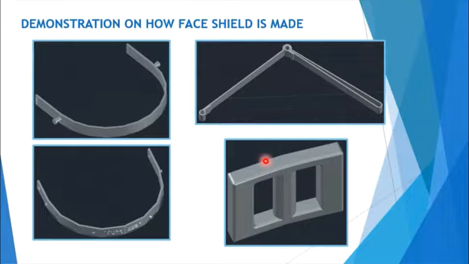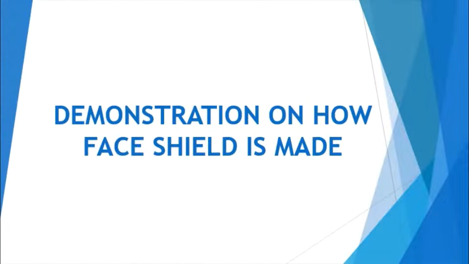I will show a demonstration on how I draw my completed face shield, which consists of 4 parts: the main face shield holder, the holder for the face shield, the strap, as well as the tightener for the overall face shield. Now I will show a demonstration on how I draw each important part using AutoCAD.